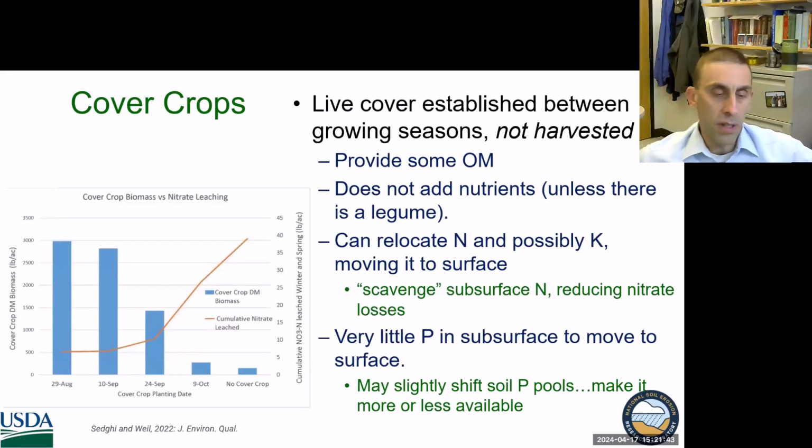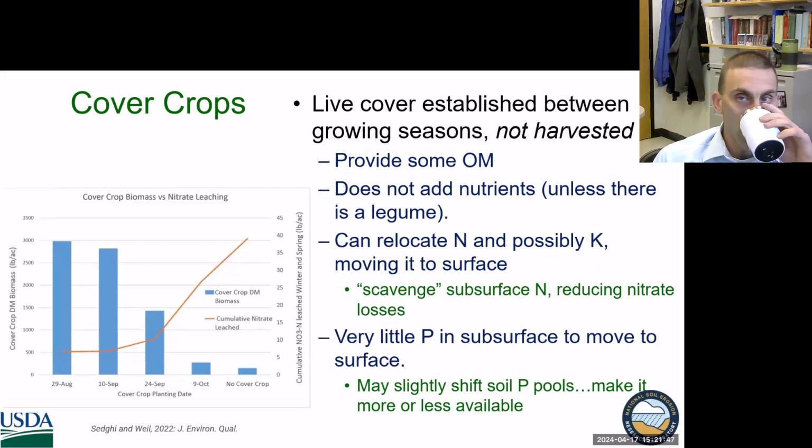Okay, let's talk a little bit about cover crops. Cover crops here I'm defining simply as live cover that's established between growing seasons that is not harvested. I'm assuming in all this that the cover crop is not harvested. So cover crops, what do they do? They provide some organic matter. They do not add nutrients unless it's a legume. If it's a legume, then you're adding nitrogen. But other than that, you're not adding nutrients.